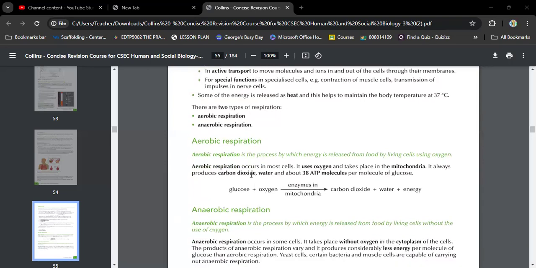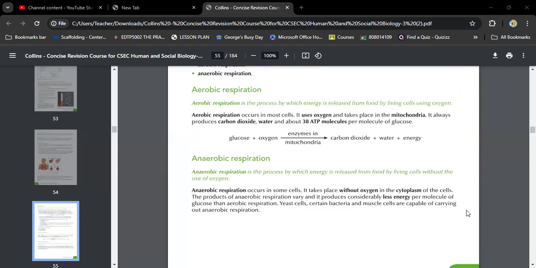Aerobic respiration is a process by which energy is released from food by living cells using oxygen. Aerobic respiration occurs in most cells. It uses oxygen and takes place in the mitochondria. Remember, the mitochondria is the powerhouse of the cell. It always produces carbon dioxide, water, and about 38 ATP molecules per molecule of glucose. So here you would see glucose plus oxygen, catalyzed by enzymes in the mitochondria, is going to give us carbon dioxide, water, and energy. So energy is a byproduct of respiration.